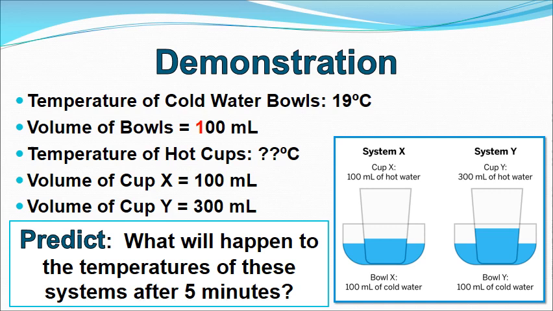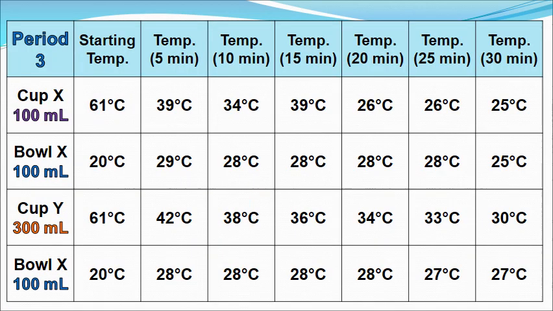And we had this fun demonstration where we had two systems, system X and Y. Both had a cup and a bowl. In system X, the cup had less water in it than system Y. The water temperature started at the same, but over time, we watched what happened to the temperature of the systems. And I just want to thank Ms. White's third period for recording data and having that with us to share here.